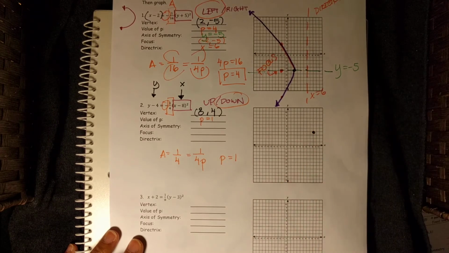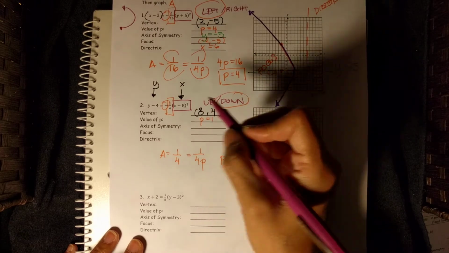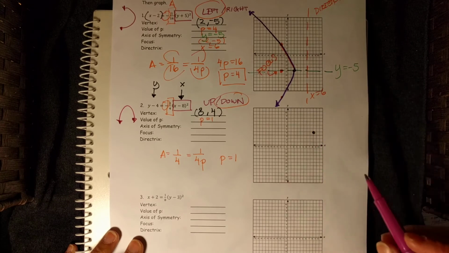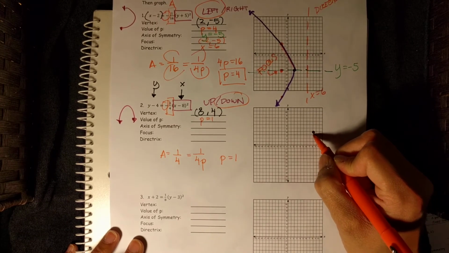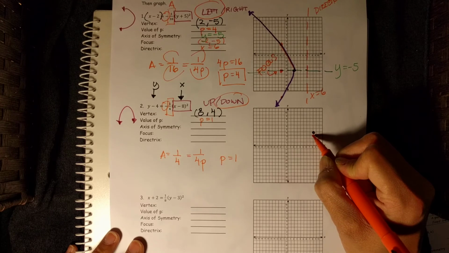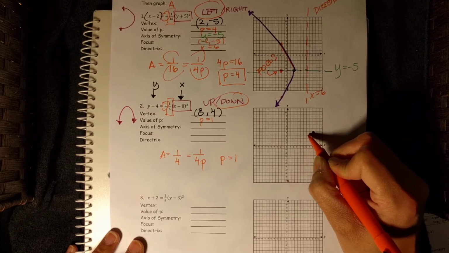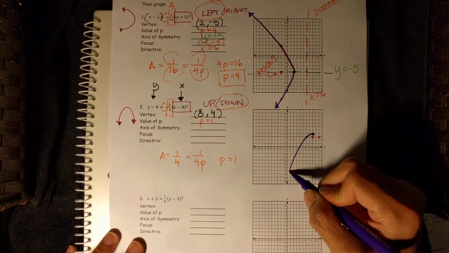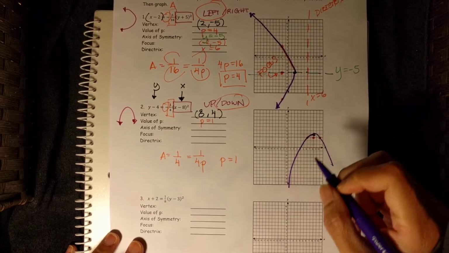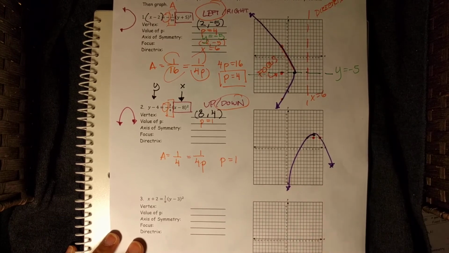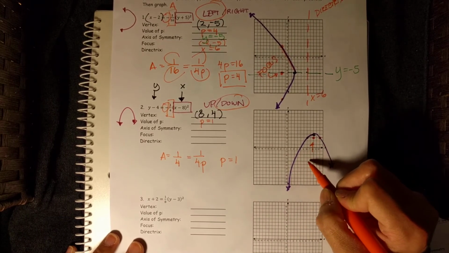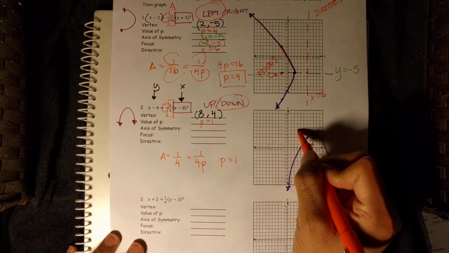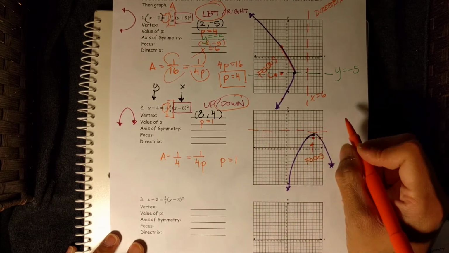That means in your mental picture that this guy goes down. You're going to go from your vertex 1 p length down. And from there you're going to go p or negative p, and again, that tells you how wide this guy is. This one wasn't as wide as the last one. So you just found your focus. And in the other direction, 1 p length away is going to be your directrix.